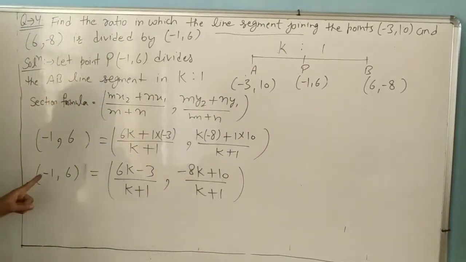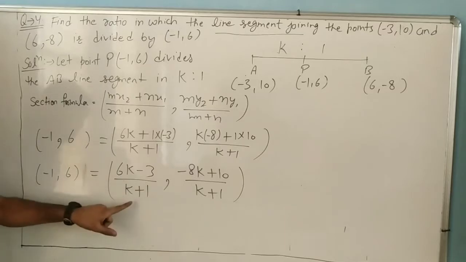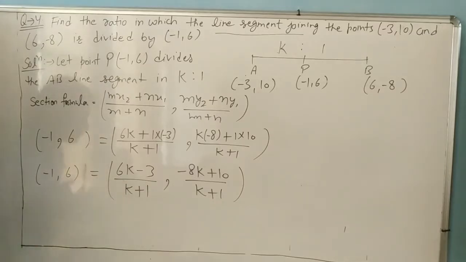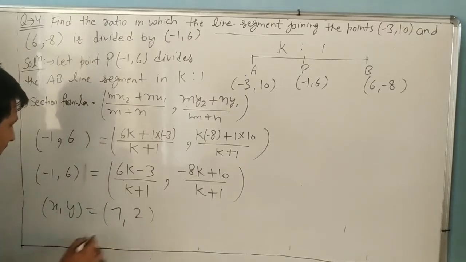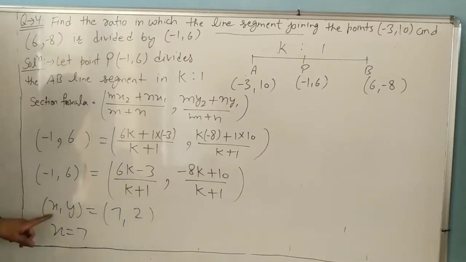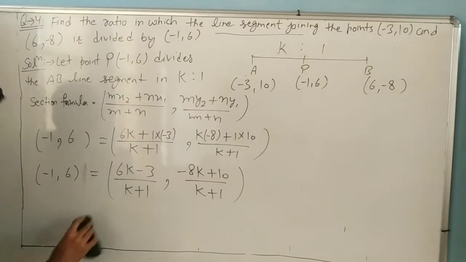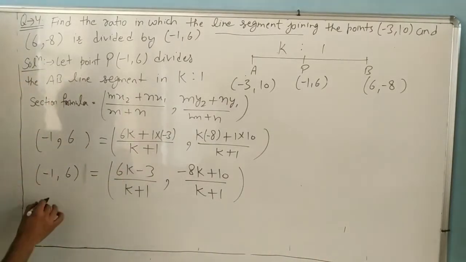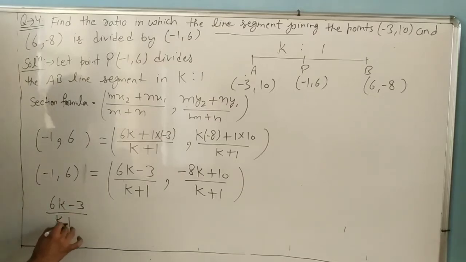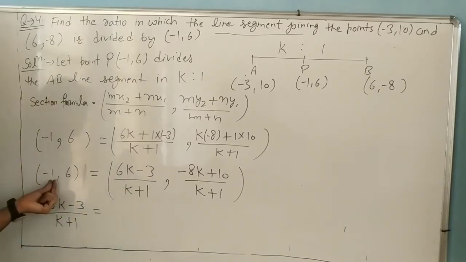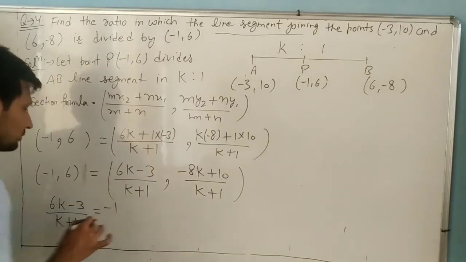So it means minus 1 equal to this one, because both points are equal. If I write here x, y equal to 7 and 2, it means x equal to 7. Same as it is here, it means (6k minus 3) divided by (k plus 1) equal to, this point is equal to minus 1.